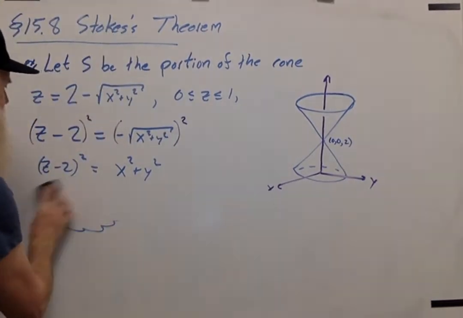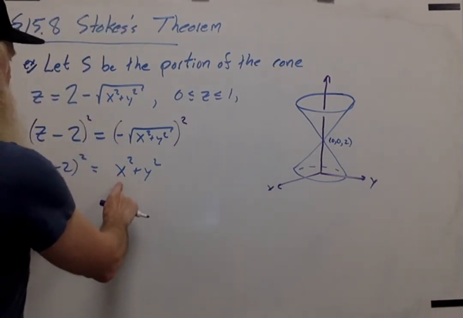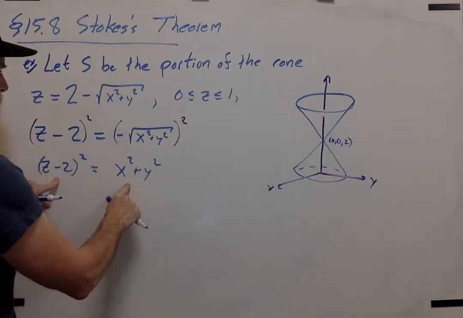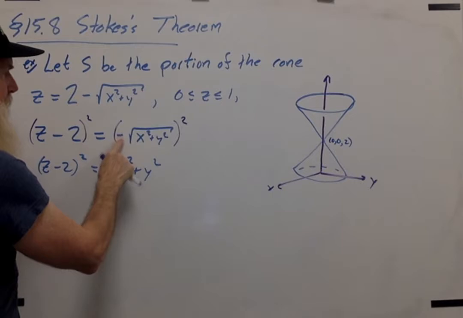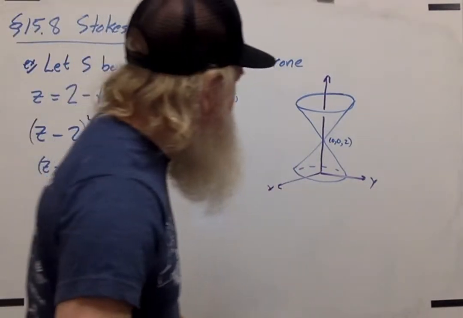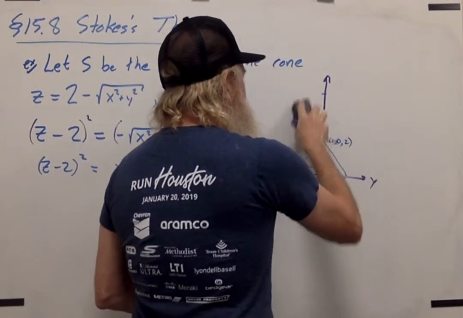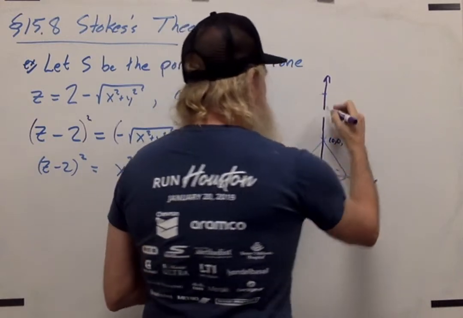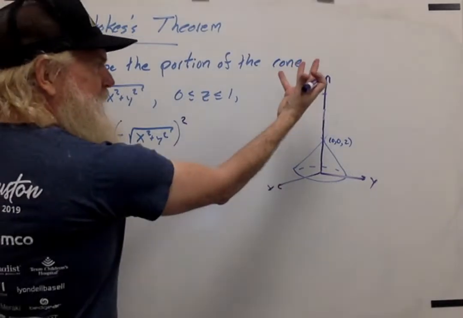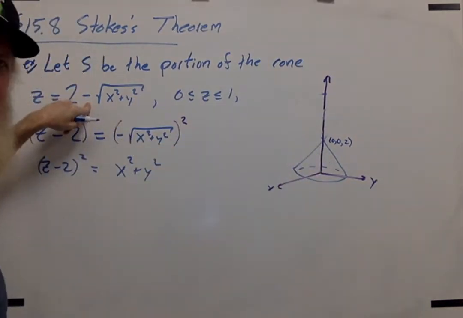Now, let's think about what portion of the cone we're going to have. First of all, notice that if I start walking myself back, when I take square roots of both sides, I would have a plus or a minus. Because of the minus, I'm getting the lower half cone. So I can erase this part. So z equals 2 plus the square root would be the top half, and z equals 2 minus the square root will be the bottom half of the cone.